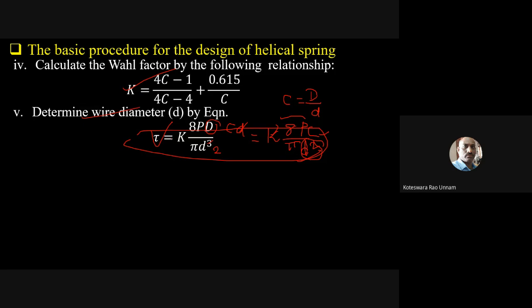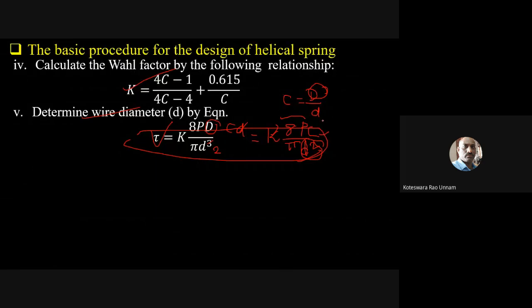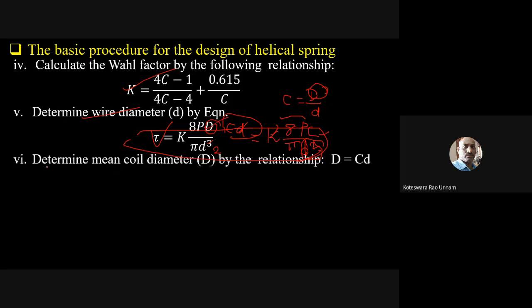Once I get the wire diameter, I can calculate the mean coil diameter also. That is capital D. Capital D is nothing but C into d. Once you fix the wire diameter, the mean coil diameter is also fixed. So that is the next step: determine the mean coil diameter by the relationship D is equal to C into d.